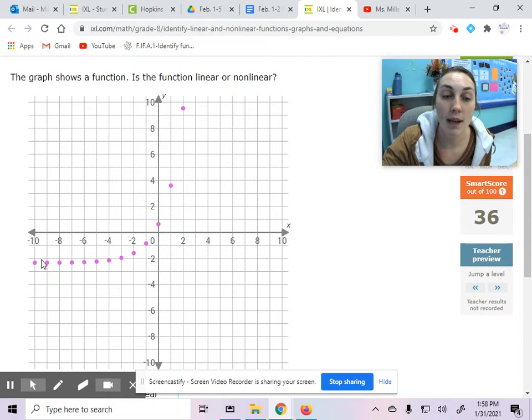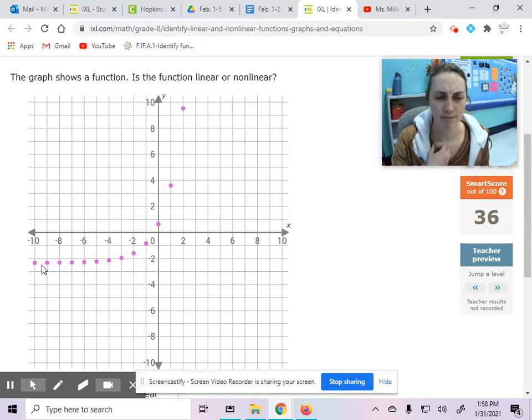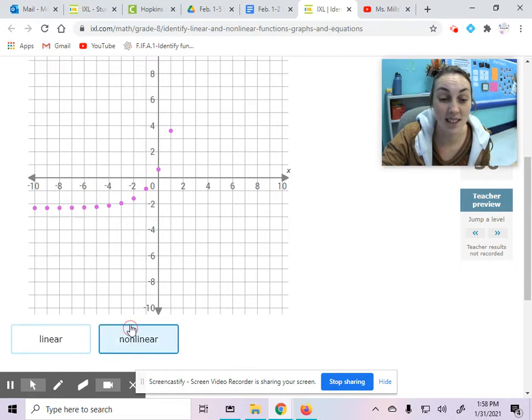Oh, so now we don't have a line, but we have dots. Well, when you have dots like this, you can connect the dots and make a line. So this is the same thing as a line. Don't let it freak you out. But looking at it, it's not a straight line. It does this little curve here, so it's not linear.